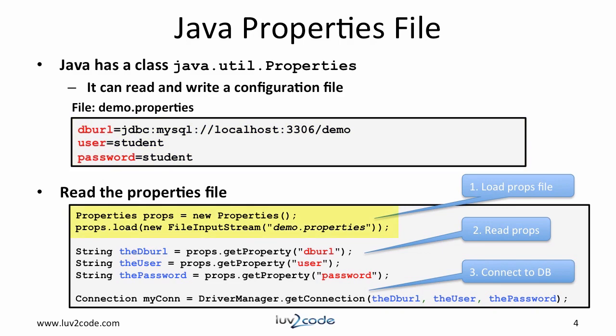So in the code here, we create a new properties object. Then we load the properties with information from a file, demo.properties. Once this properties file is loaded, then we can read properties. So I can say props.getProperty, and I give that actual property name. So in this case, it's DBURL. On the next line, we do a similar thing for user ID, and then finally for password. Now that I have these as variables, I can use them to actually get a connection to the database with DriverManager.getConnection.